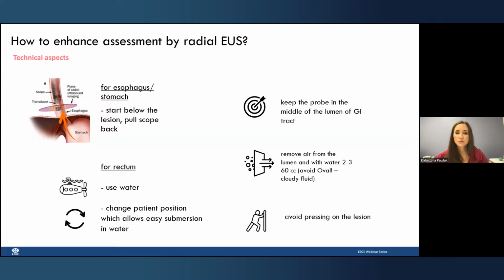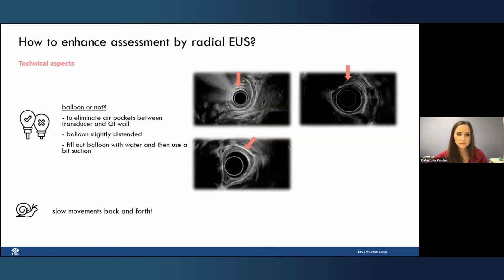What's also important is that we try to keep the probe in the middle of the lumen of the GI tract. We try to avoid pressing on the lesion, so as not to overstage or misinterpret the advancement of the disease. Before we start filling up our balloon, I think it's good to remove the air from the lumen. And sometimes we can fill the lumen with water using a 60 cc standard syringe. We also try to avoid filling the balloon or lumen with solutions containing simethicone, because it can provide cloudy views, so it will be much more difficult to assess.